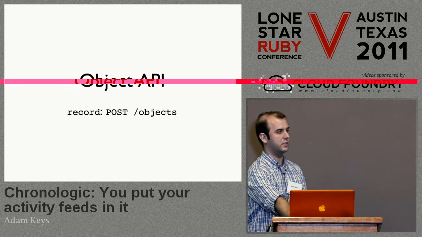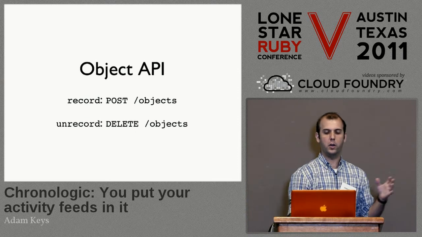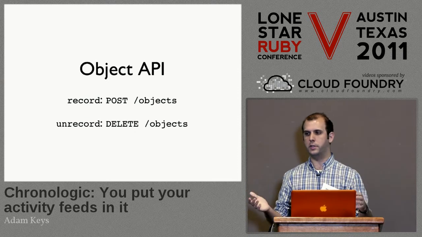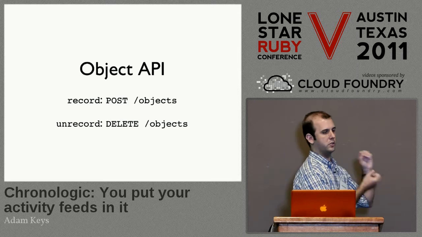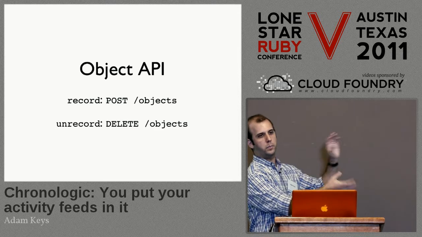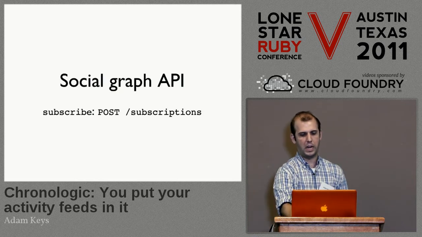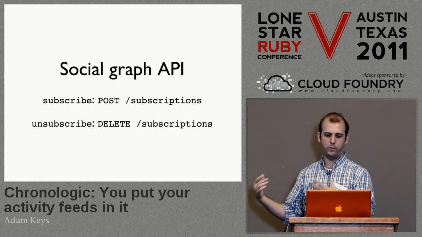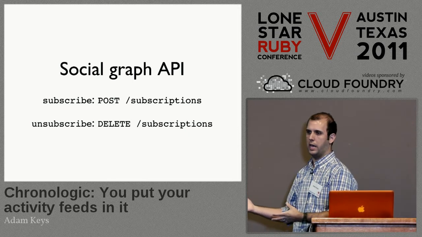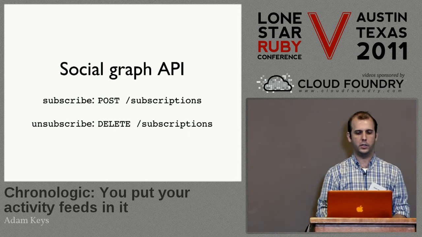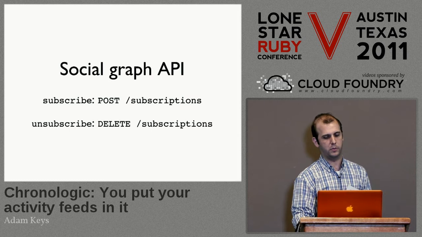So the API, this is the interesting part. You post objects or you delete objects. This is how you mirror users, spots, projects, whatever, into Chronologic. The social graph API, you set up the follow graph or the publish, subscribe metaphor using post to subscriptions or delete to subscriptions.